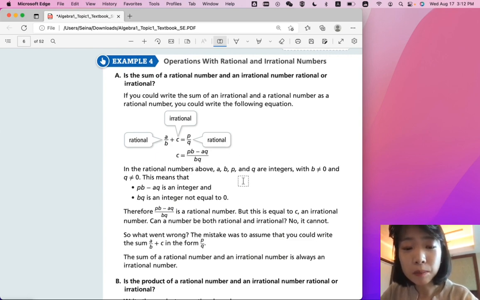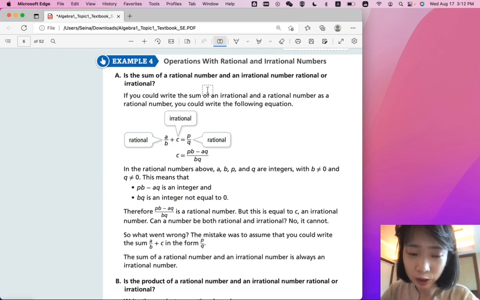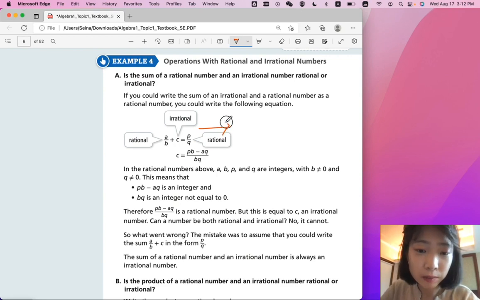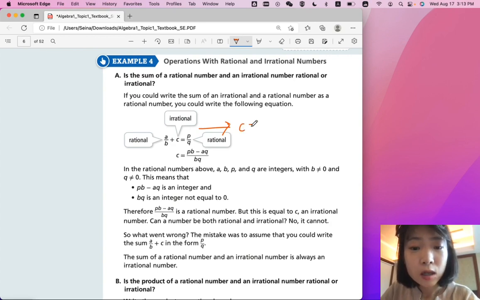So in the rational numbers above, A, B, P, and Q are integers, and C is the only one that is representing the irrational number. Okay, so this means when we solve for C, C is equal to (PB minus AQ) over BQ if we solve for the equation. I think since they skipped the steps, just in case you don't know how to do that, let me write it down.